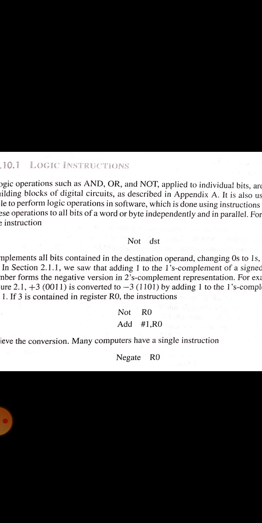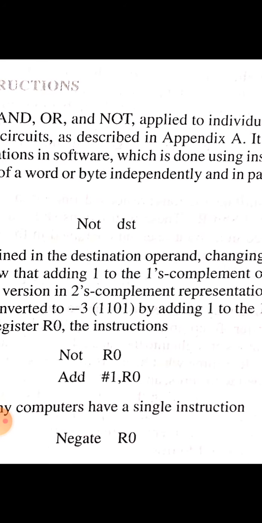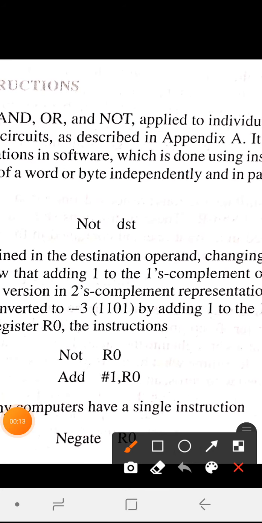Let's discuss the additional instructions supported by the computer. First we will deal with logical instructions. We know the basic logical instructions are AND, OR and NOT. The NOT instruction is used to complement the bits. The general representation is NOT DST, where every bit will be inverted.